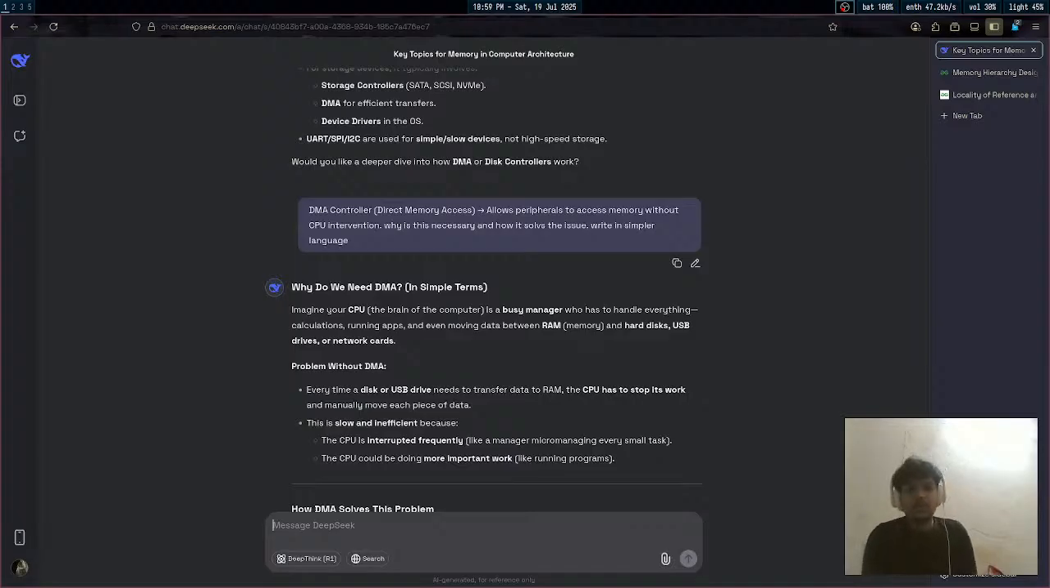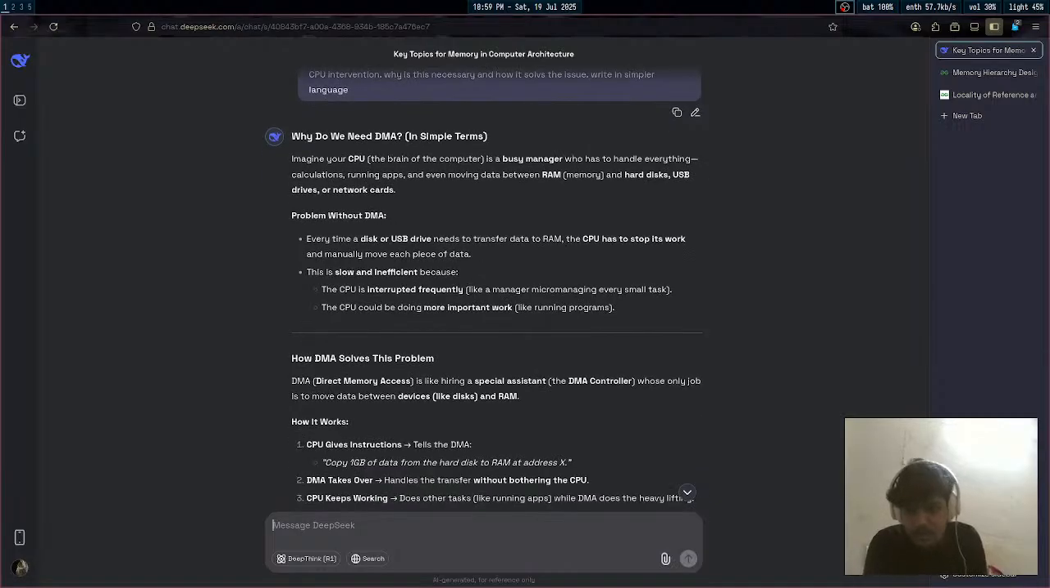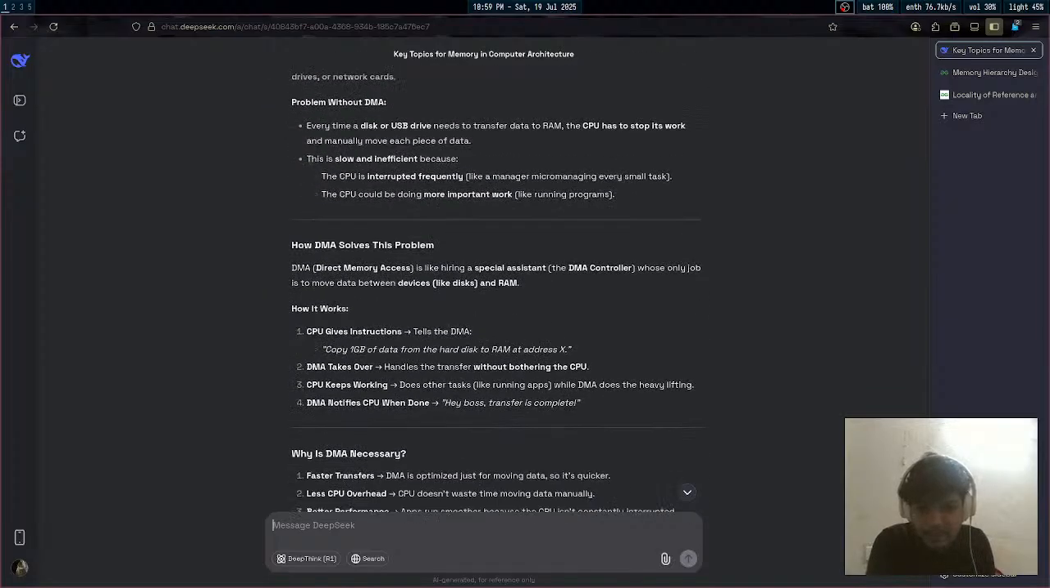How DMA solves this problem? DMA is like hiring a special assistant whose only job is to move data. CPU gives instruction: tell DMA to copy 1 GB of data from hard disk to RAM at address X. DMA takes over. Okay, got it. So it is like a parallel task, I think, which runs alongside whatever CPU is doing.